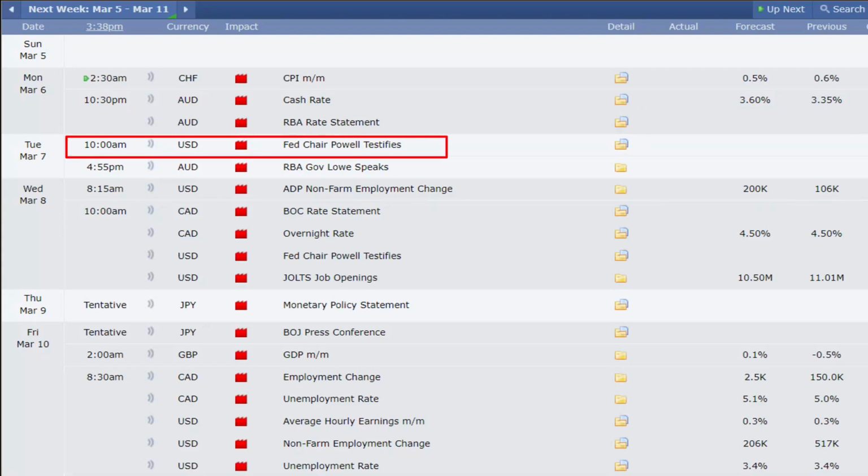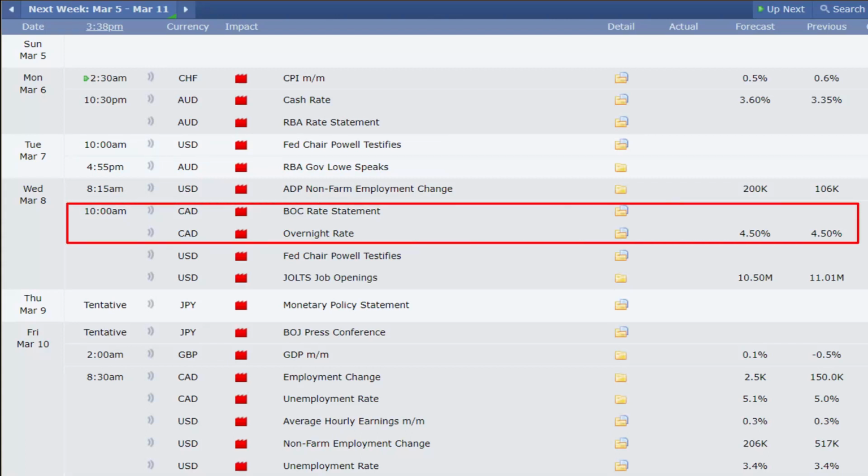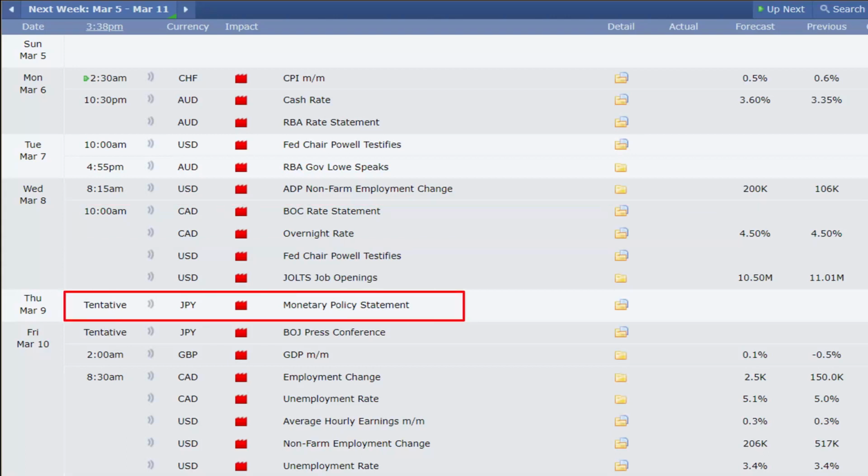Tuesday, we hear from Chairman Powell. People are very interested in what he's going to say after the latest round of really hot inflation numbers. Expect there to be some movement in the dollar on Tuesday. Wednesday, we have our second central bank. We have the Bank of Canada out at 10 a.m. We will be watching this one.